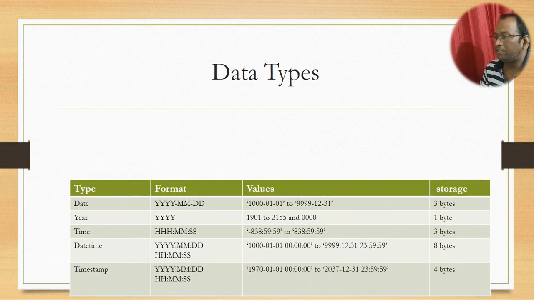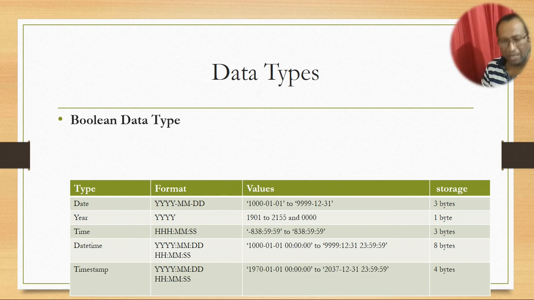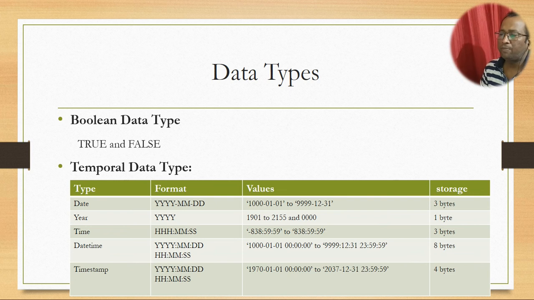8 digits in total. Now the next data type is the Boolean data type. As you know, Boolean means either true or false values, either 1 or 0. You can say 1 bit values, true and false. Next is the temporal data type, which is basically for date and time. Date has different formats. That's why I have displayed here date, year, time, date time, and timestamp.